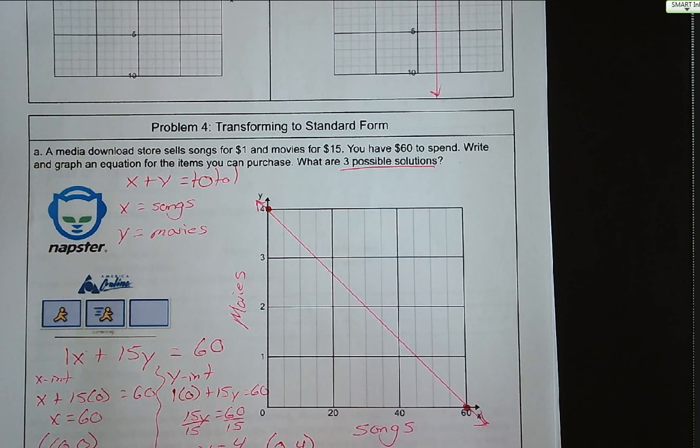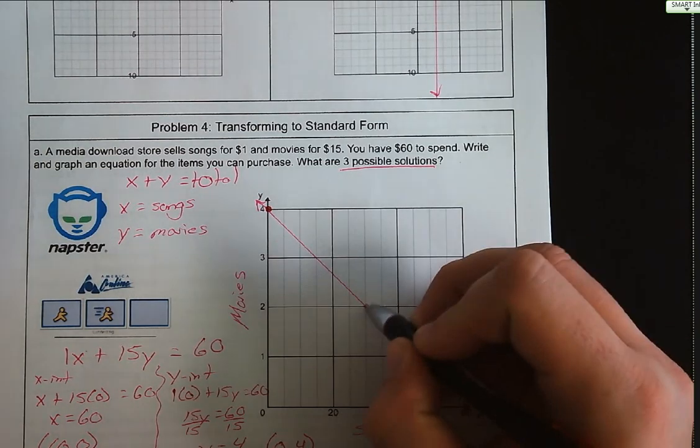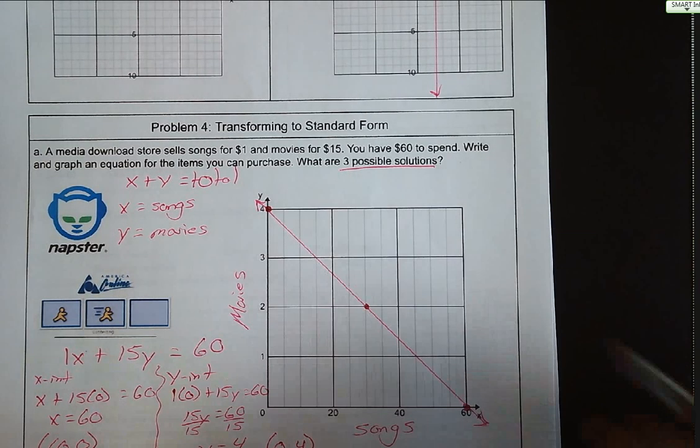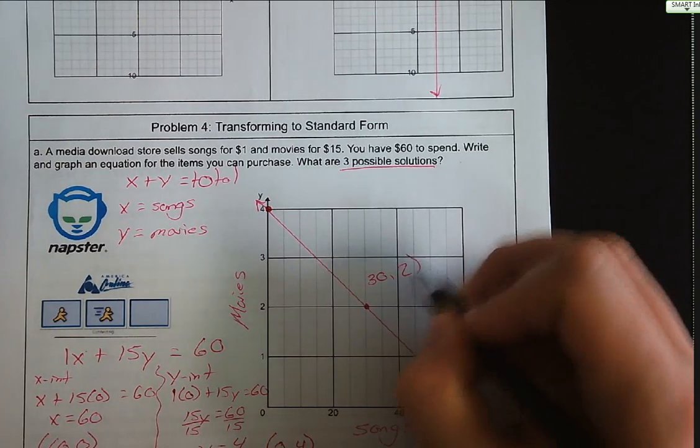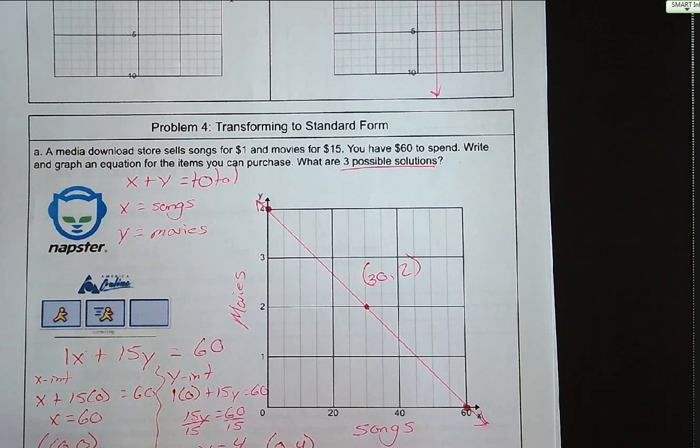And now we just need to try to find one more point on this graph that is a good point for us to work with. So I see one right in the center there. And that would represent, what is that? 30 songs and 2 movies. So that would be our third point that is possible, that we can see at least on this graph nice and easily.